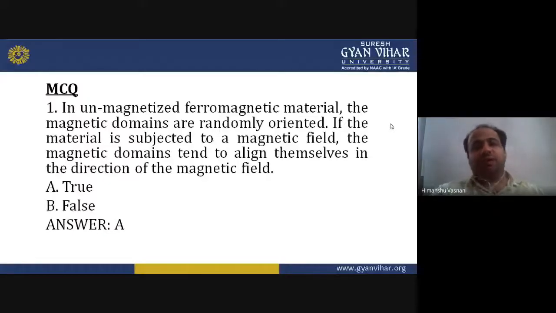The first MCQ: in unmagnetized ferromagnetic materials, the magnetic domains are randomly oriented. If the material is subjected to a magnetic field, the magnetic domains tend to align themselves in the direction of the magnetic field. So what do you think, true or false? I think it's true in this case. Okay, so the answer is true.